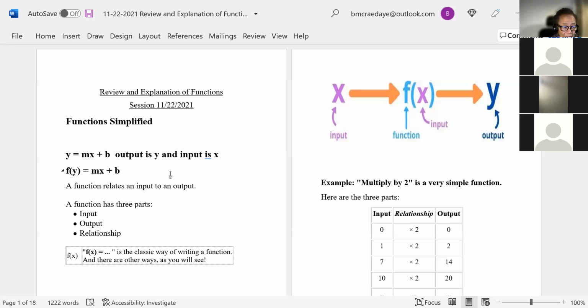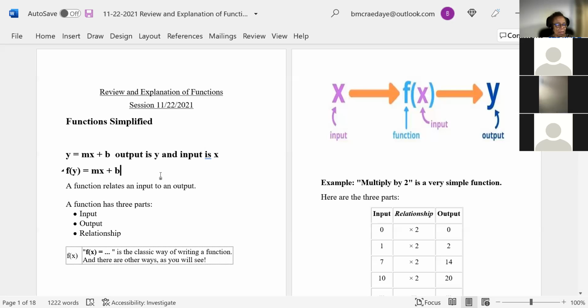So what I was saying is, you have been doing functions. We just didn't call them functions. Remember when we had the linear equation for the slope intercept, and we said y equals mx plus b. The output is y, the input is x, right? The x is the independent variable, the y is the dependent variable. In other words, the value of y is dependent upon x. So instead of saying y equals mx plus b, we say f of y equals mx plus b, where the input is x and the output is y.